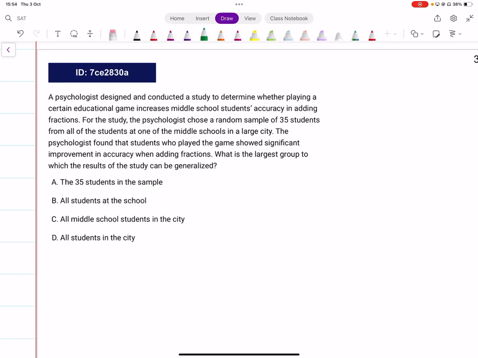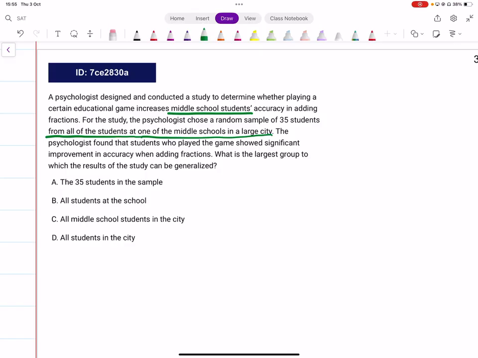Okay, so they're determining whether playing a certain educational game increases the middle school students' accuracy in adding fractions. The random sample of students is chosen from all the students at one of the middle schools in a large city. So 35 students are chosen from one school. And then they have some results from that study. They found that the students who played the game showed significant improvement in accuracy when adding fractions. Now, for students in that particular school, this is the result that we have.